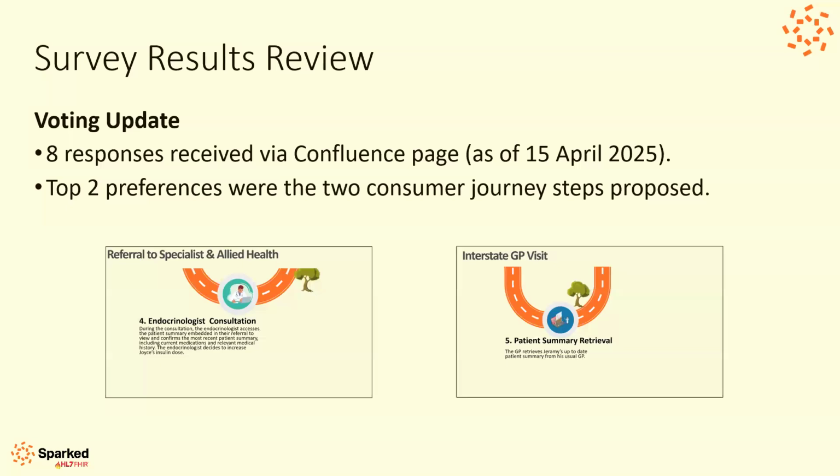So just a quick update on the voting that we opened via the Confluence page. As of this morning, we received 8 responses. Of those, the top 2 preferences were actually the 2 consumer journey steps that we'd proposed. And those are step 4 of the referral to specialist and allied health and step 5 of the interstate GP visit.